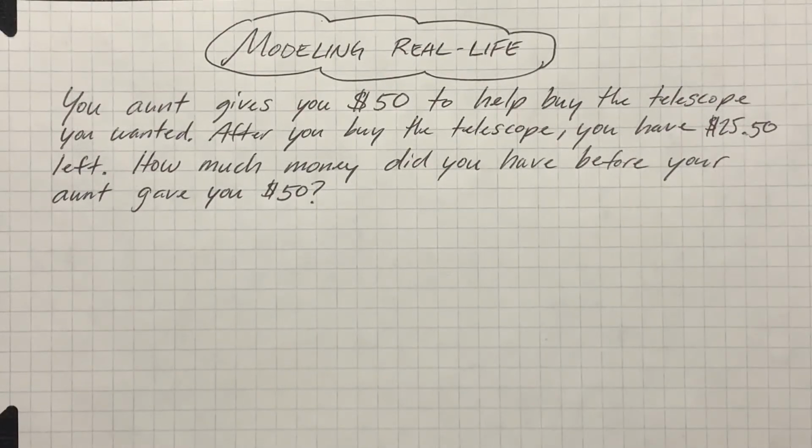Alright, the last one, we have a word problem, and this one we're going to model real life. So we're going to imagine you being in this situation and insert yourself into it. Your aunt gives you $50 to buy the telescope that you always wanted, okay? And after you buy the telescope, you have $25.50 left over. So what we want to know is how much money did you have before your aunt gave you $50?